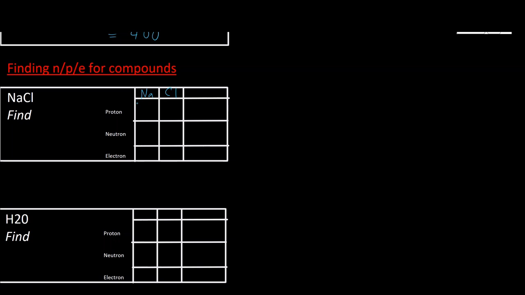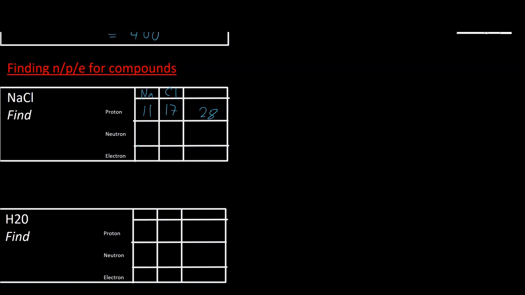What is the number of protons in sodium? It's 11. What's the number of protons in chlorine? Well, it's 17. So what is the total summation? It's going to be 28 protons. So how many protons are there in sodium chloride? Well, it's 28. 11 comes from sodium and 17 comes from chlorine. Likewise, you can also do it for neutrons.